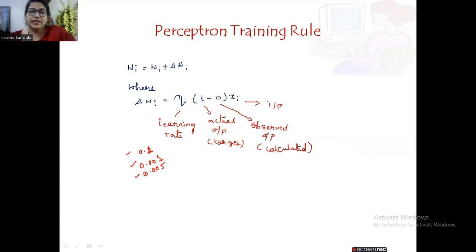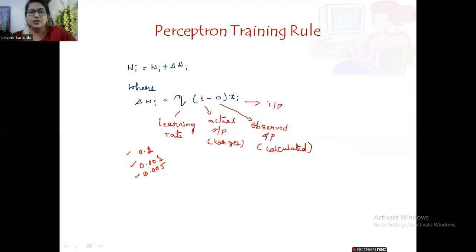Here t is the actual output, which is also termed the target output. T for target, which we are expecting, the actual one. o is the observed output, which is a calculated value. And xi is the input.